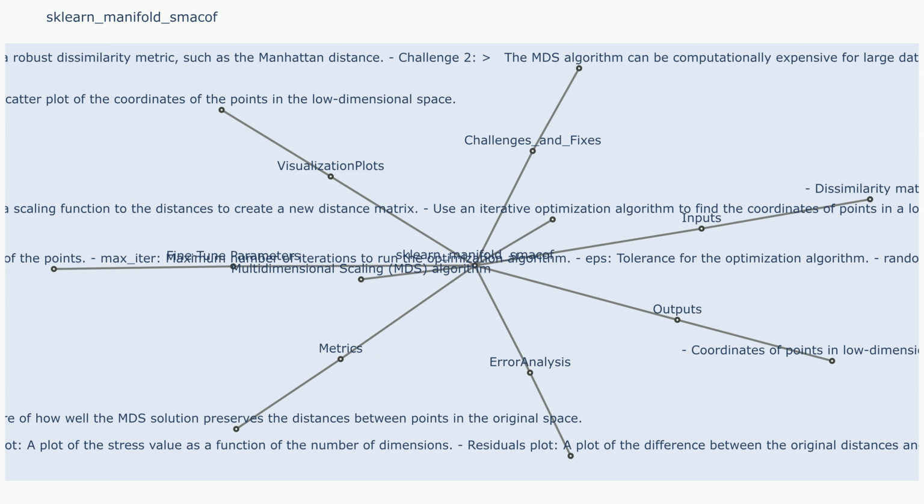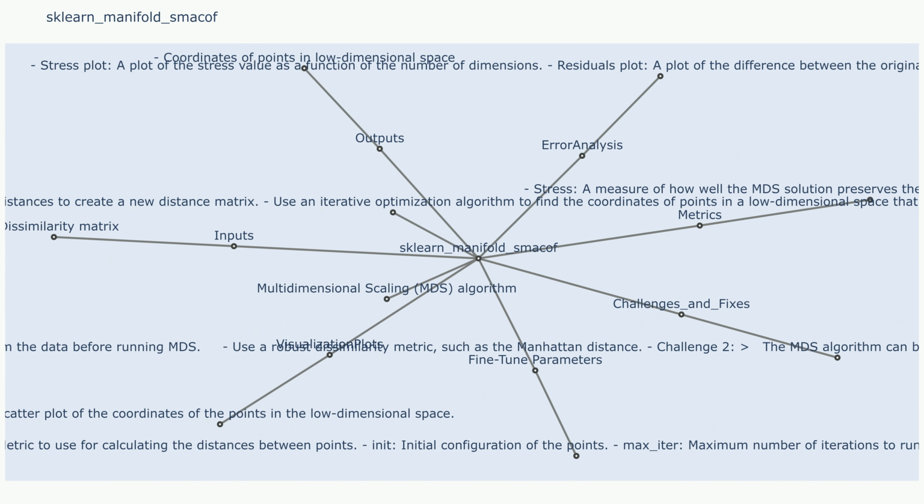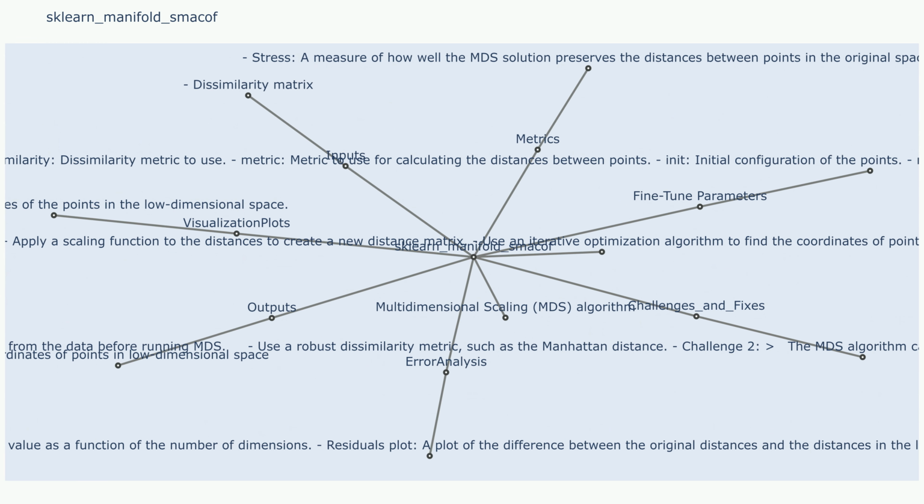Outputs. Embedding, a 2D array representing the embedding of the data points in the low-dimensional space. Each row corresponds to a data point. Stress, the stress value of the embedding, which is a measure of the goodness of fit. Lower stress values indicate better fits.